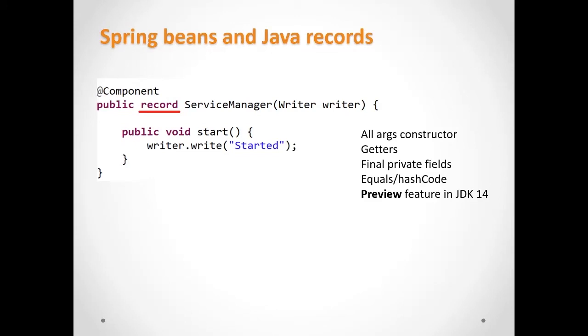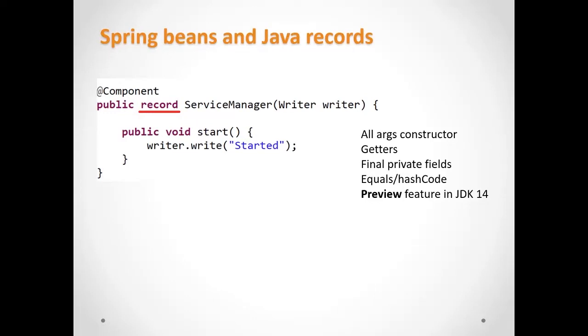Java records. I think you know that in Java 14 there was a new feature called records. What is the difference between a record and a simple class? First of all, the fields are final and private in such a type. All the fields have getters and there is an all-args constructor, also equals and hashCode for all the fields. And this is a preview feature, so it's not production ready.